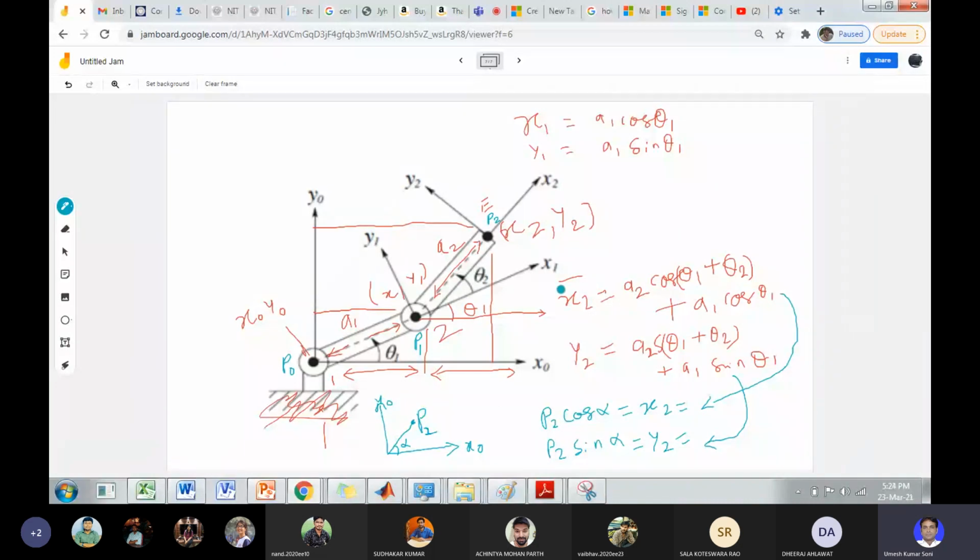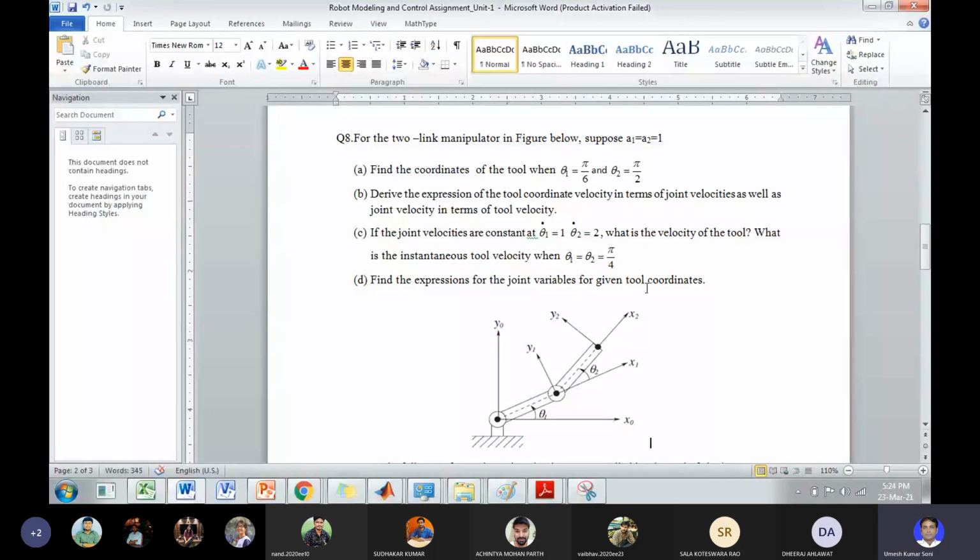So you define the tool position based on these theta 1 and theta 2 values. What is the outcome, the coordinate of the tool?